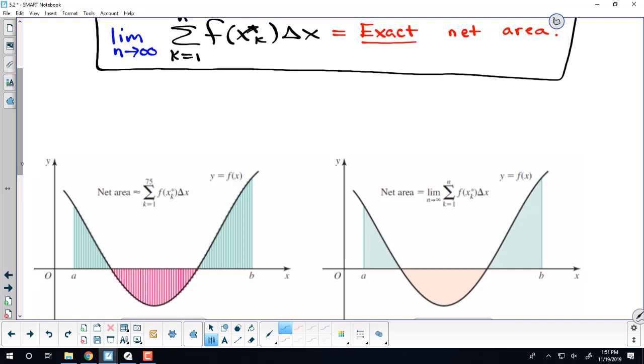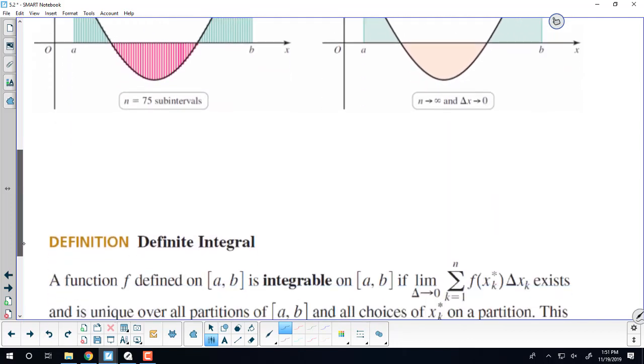So just illustrating that with a figure. Here's 75 rectangles on the left. There's infinitely many rectangles on the right. So our approximation versus the exact area is there. Scoot down.